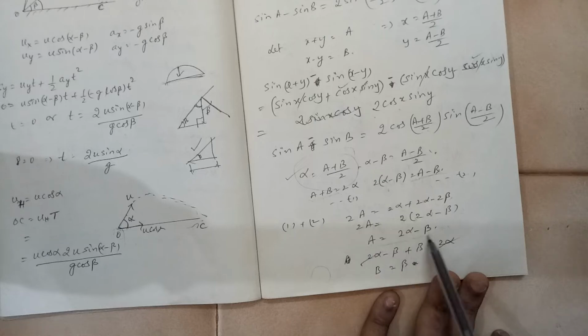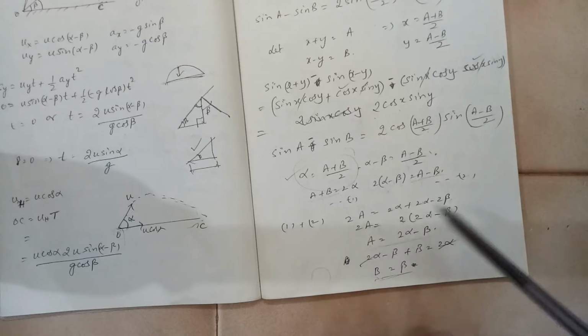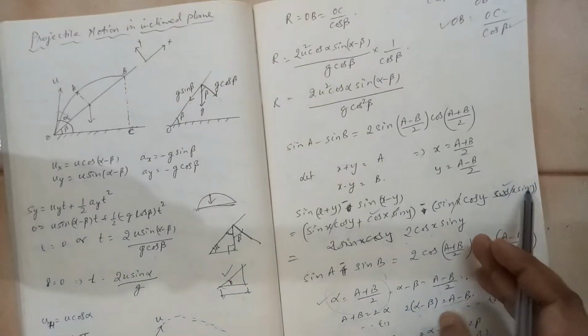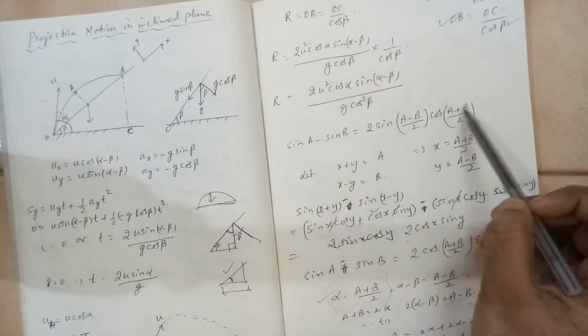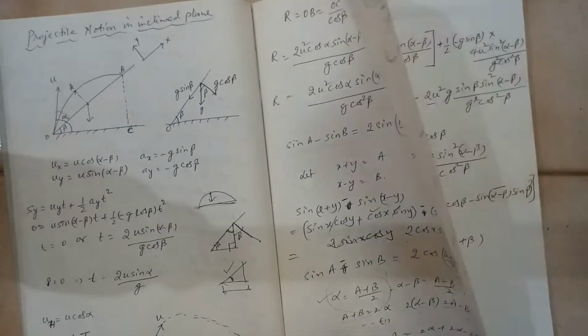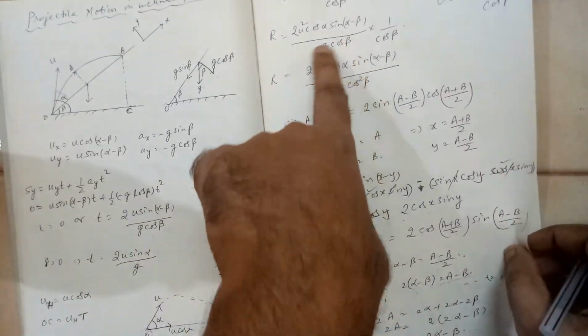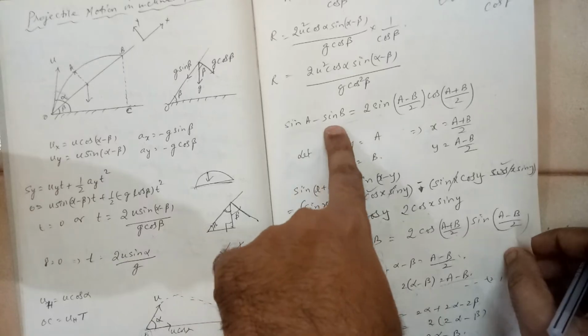Once you get the value of a, you can find the value of b. Put it in either of the equations, you get the value of b is equal to beta. So finally we have reduced this in this format. Okay, so you know a value is 2 alpha minus beta.